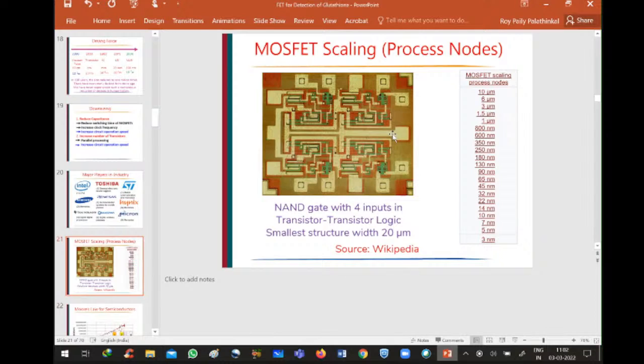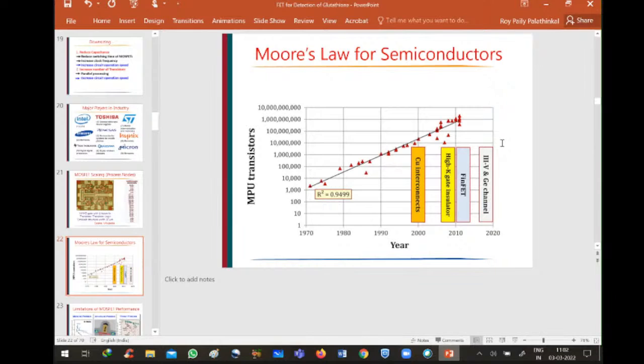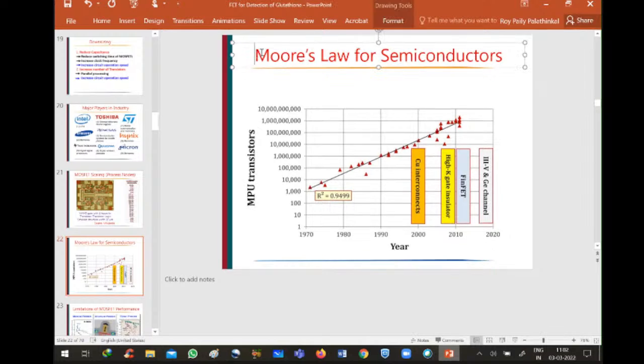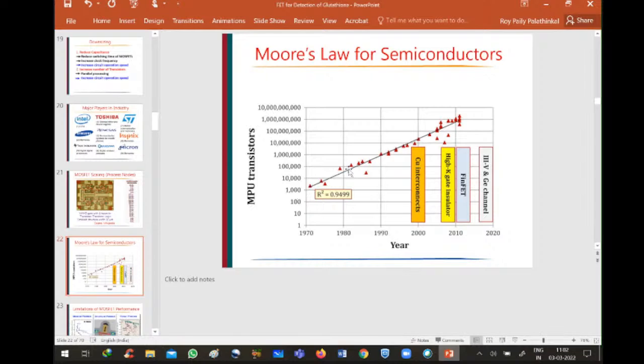Now, this is the way the dimensions are reduced. One thing you notice is that the sizes are reducing in a proportional way, something like 70%. Every technology node, every 2 years, the size is reduced by 70%. Exactly, it is 1 by root 2 times. In order to reduce the sizes, it follows one rule, called Moore's law for semiconductors. Every 2 years, or every 18 months, the number of transistors doubles. So that kind of rule is happening.